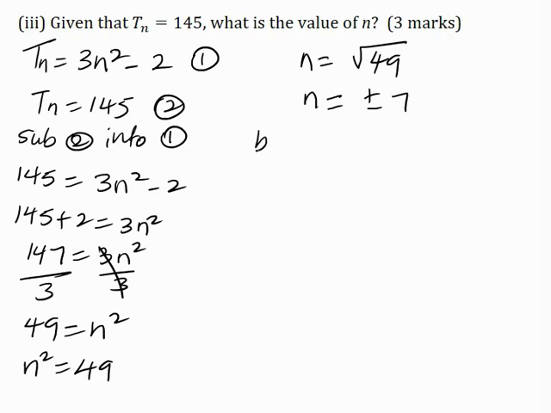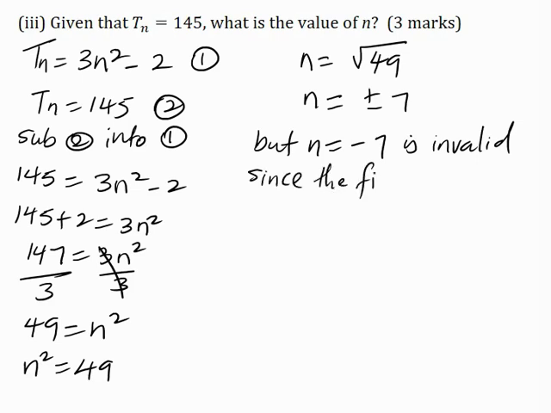But n is equal to minus 7 is invalid, since the first term occurs at n is equal to 1. So, n is equal to 7.